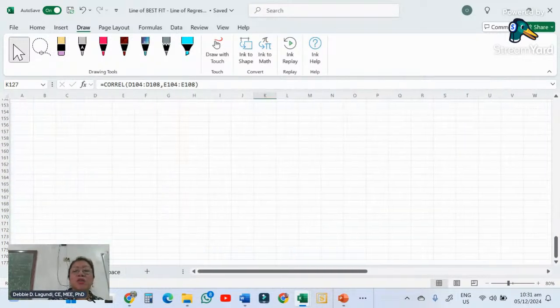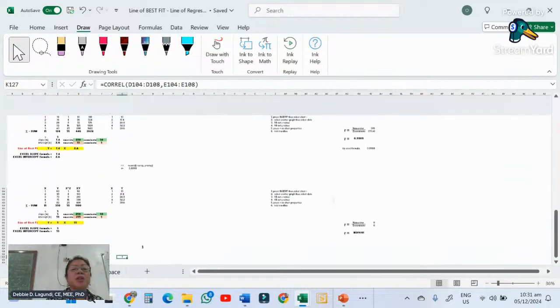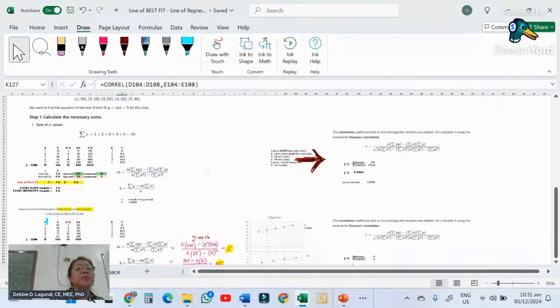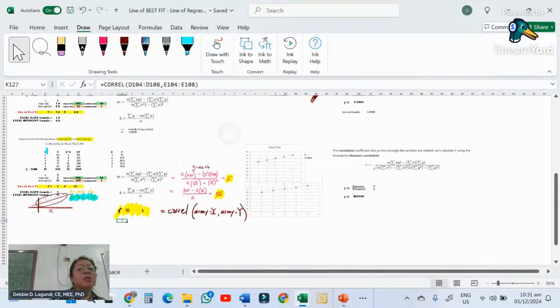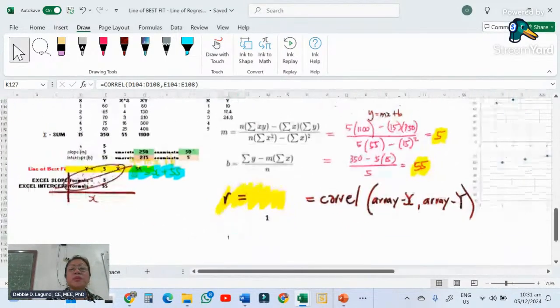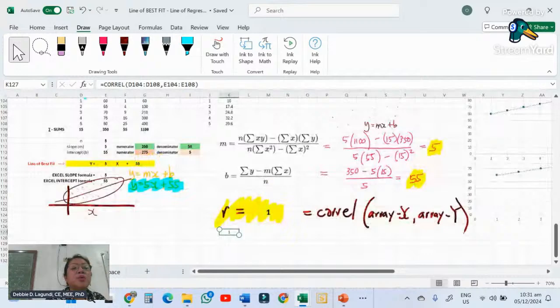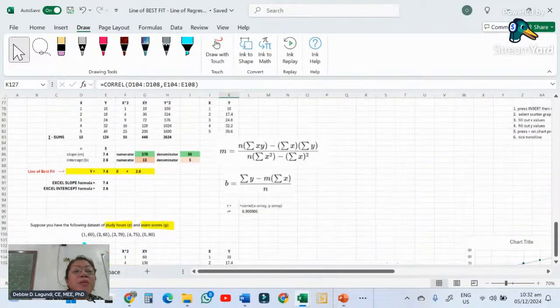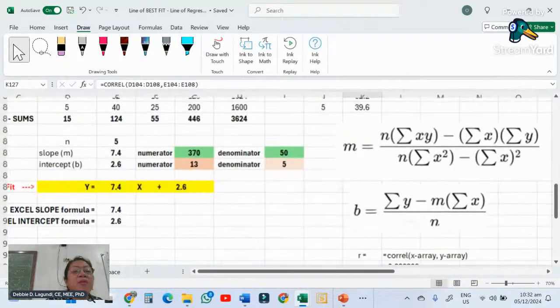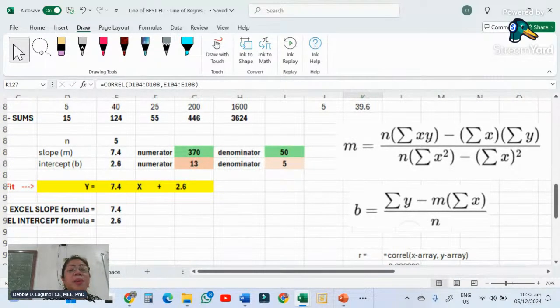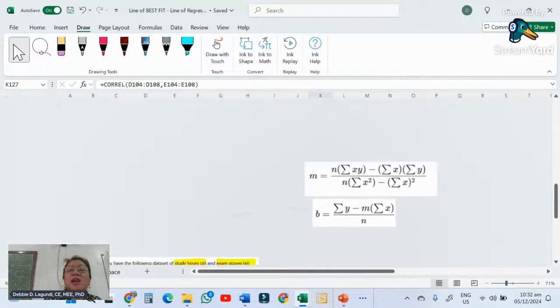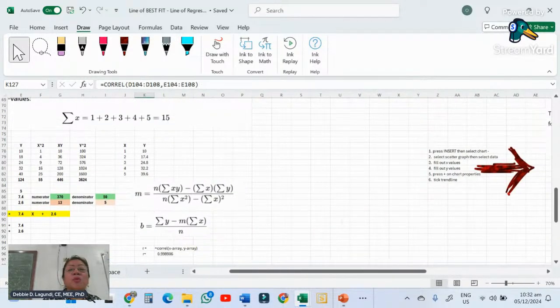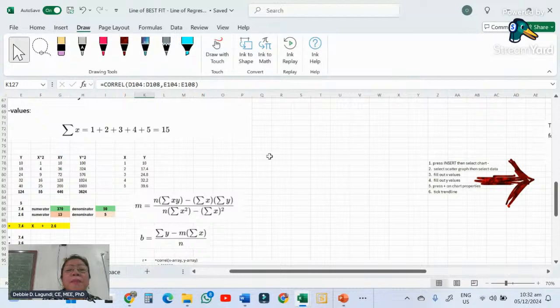Let's have an illustration of the other graph as well. What about this one here? The correlation between the one we were doing a while ago, was it this one? The one with 5 and, oh yeah, this is the one. But I have another set of data here where y is equal to 7.4x plus 2.6. And oh, there's no graph here. We'll do the graph again.